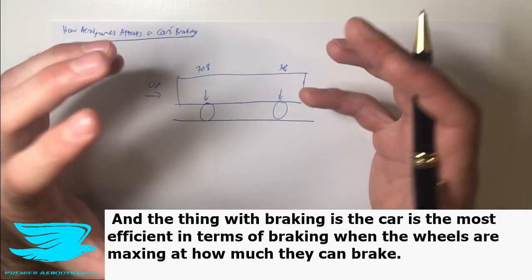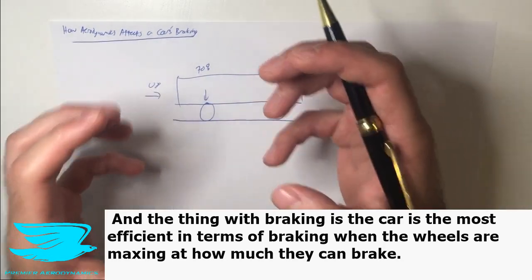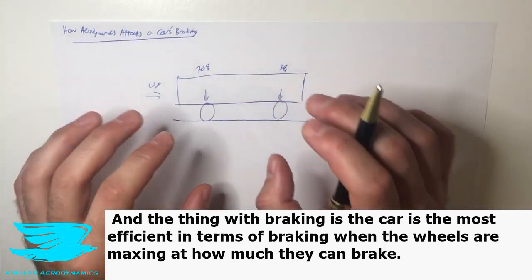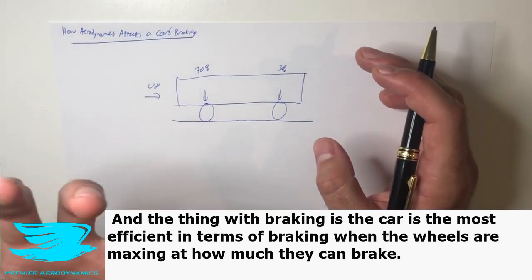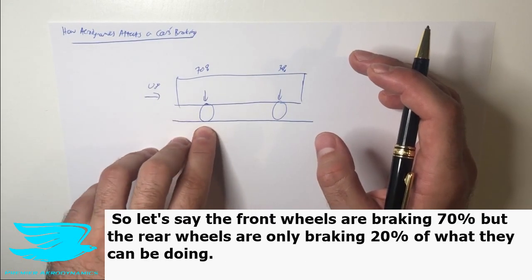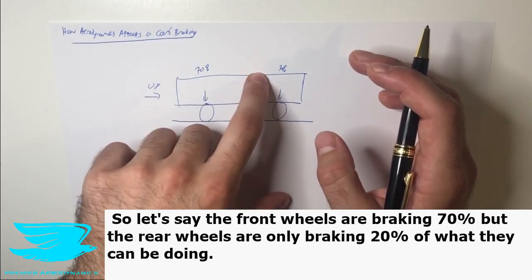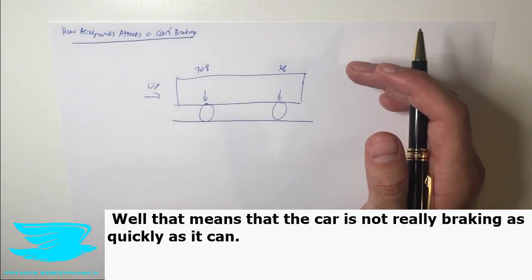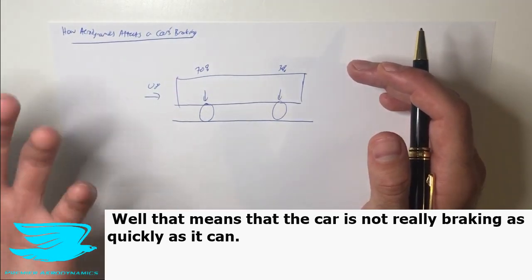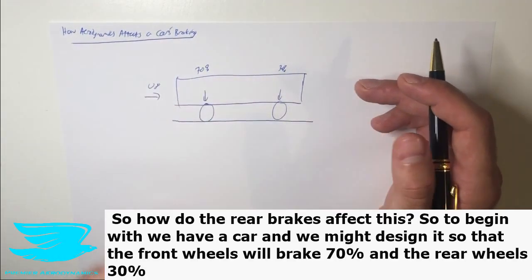And the thing with braking is the car is the most efficient in terms of braking when the wheels are maxing out how much they can brake. So let's say the front wheels are braking 70%, but the rear wheels are only braking 20% of what they can be doing. Well, that means that the car is not really braking as quickly as it can. So how does aerodynamics affect this?